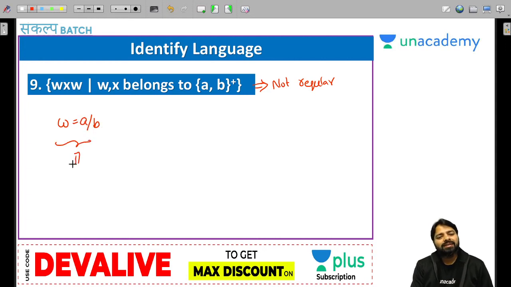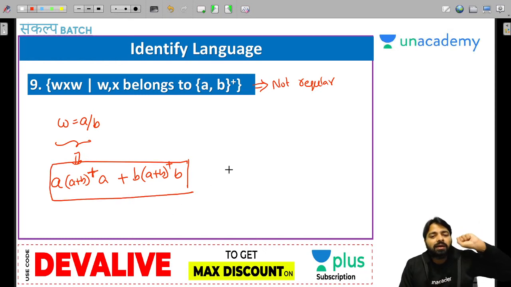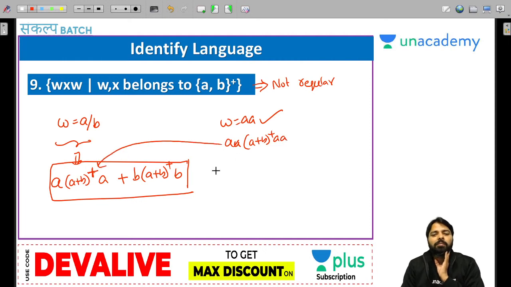What do you get? You will get a, x is a plus b whole plus a, or b followed by a plus b whole plus b. This is w when you put a or b. Now w might be covered, because you can see that w followed by a plus b whole plus w is covered here. But when you put w is ab, what is it? AB followed by a plus b whole plus followed by ab. This is not covered by anyone.